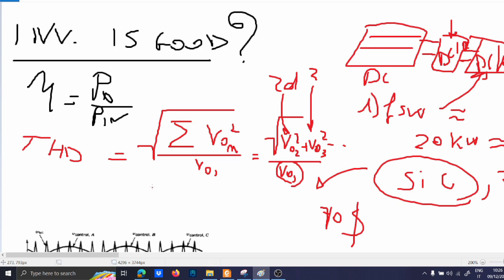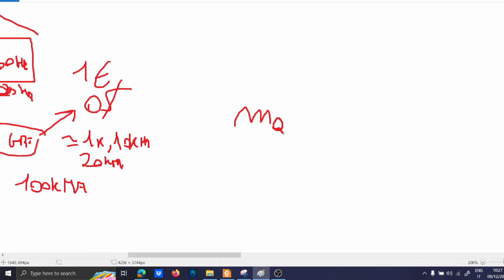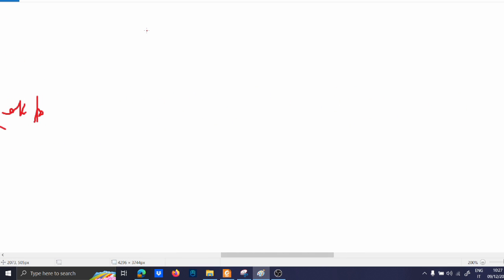Then, of course, there is the frequency modulation factor, which is MF, and it is the ratio of the switching frequency to the fundamental frequency. The fundamental frequency is 50 Hz in my case, and the switching frequency will be 1 kHz in the circuit. And then there is also the amplitude modulation factor, MA, which is the ratio between the control voltage, V control, peak to peak, over the triangular waveform. So to drive an inverter, you have different techniques.